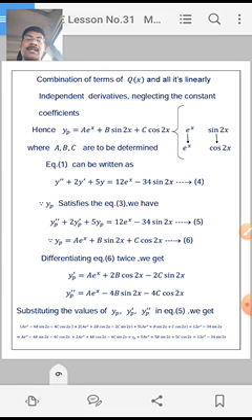Equation 1 can be written as y double dash plus 2y dash plus 5y is equal to 12 e power x minus 34 sin 2x. The yp satisfies equation 3. We have yp double dash plus 2yp dash plus 5yp is equal to 12 e power x minus 34 sin 2x. The yp is equal to a e power x plus b sin 2x plus c cos 2x.